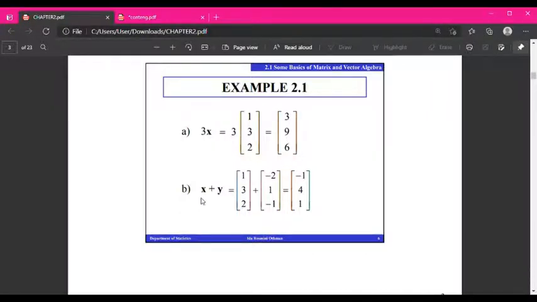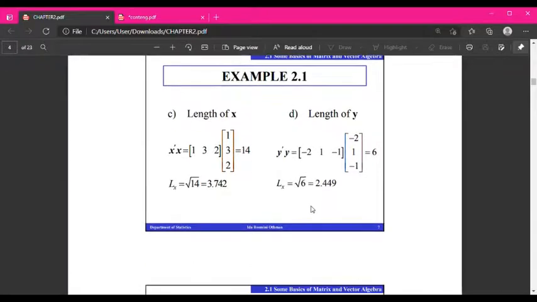Okay, and then get the matrix X plus Y. Because matrix X and matrix Y have the same dimension, which is 3 by 1, we can do the summation. We can do the addition between these two vectors. So, just add their entries.